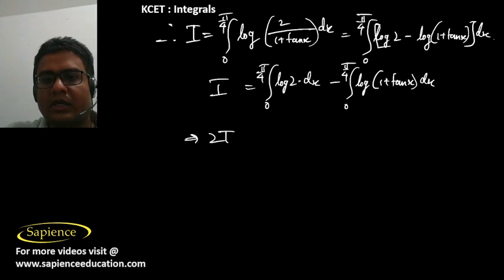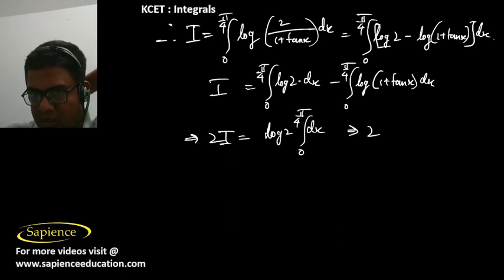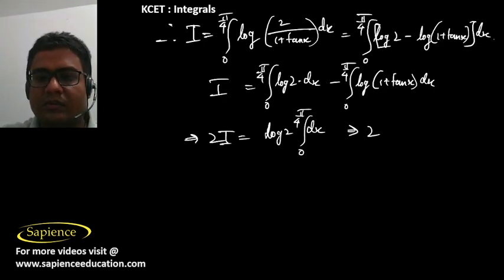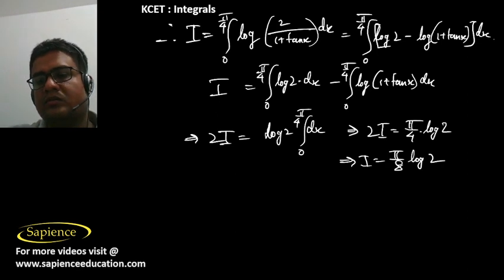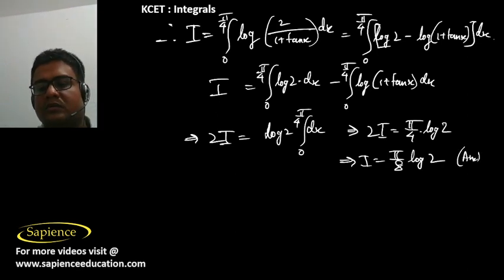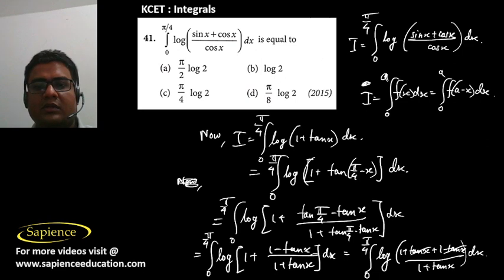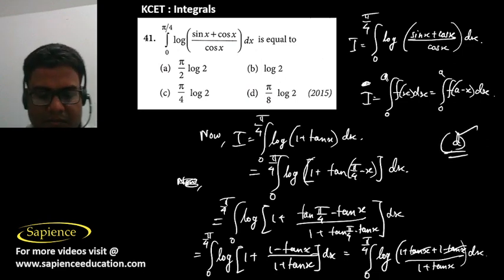So I can write 2I is equal to log 2 into integral 0 to pi by 4 of dx. Therefore integral dx is x, and from 0 to pi by 4 the integral is pi by 4. 2I is pi by 4 into log 2, so I will be equal to pi by 8 log 2. This is the answer, pi by 8 log 2, so option D is the correct answer.